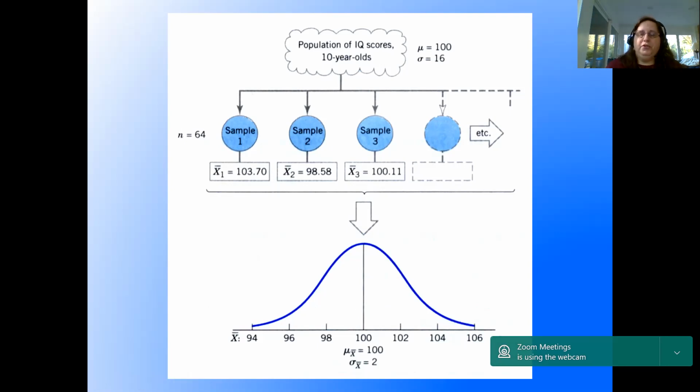Throw all those slips of paper away. You're done with them. Now let's do the same thing again. Reach into that vat of slips of paper, pull out 64 again. And this time when you take the mean, you get 98.58. So you plot that on your frequency distribution.